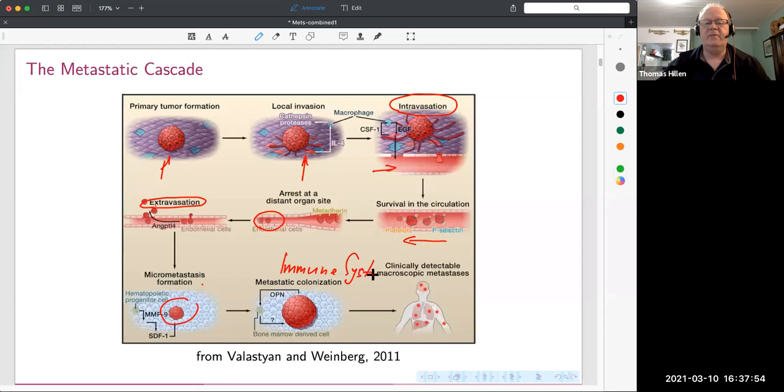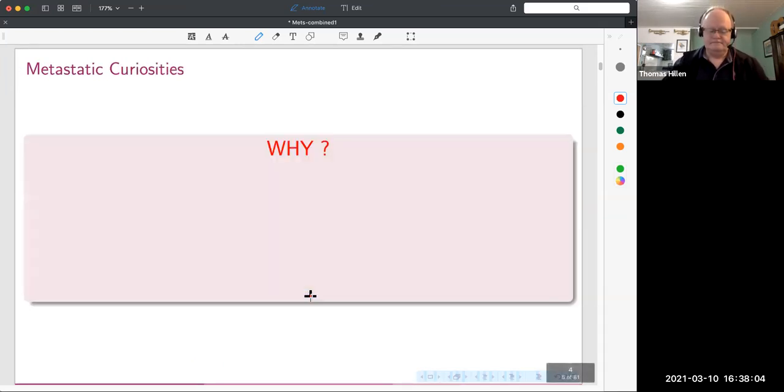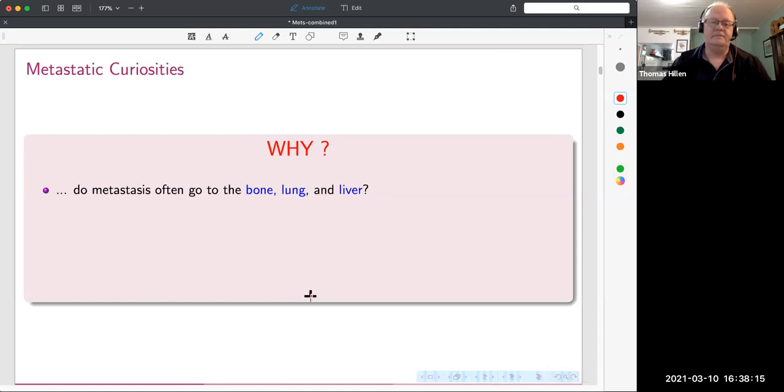So then in the second part of my talk, I look at the role of the immune system in the growth of the metastatic colony. If you look at medical literature about metastases, there are some very interesting curiosities related to these. First of all, metastases often go to bone, lung, and liver. In particular, prostate cancer goes to the bone almost every time when it's really, really bad. The question is why? Why is it found in these organs predominantly and maybe not so much in other organs?